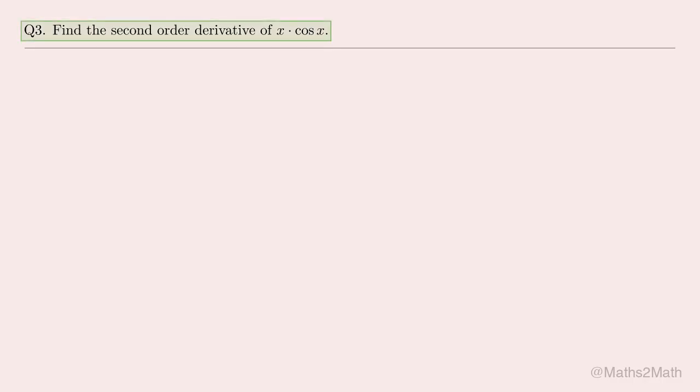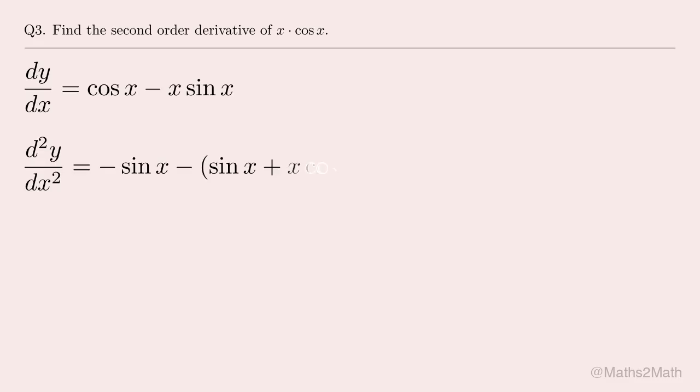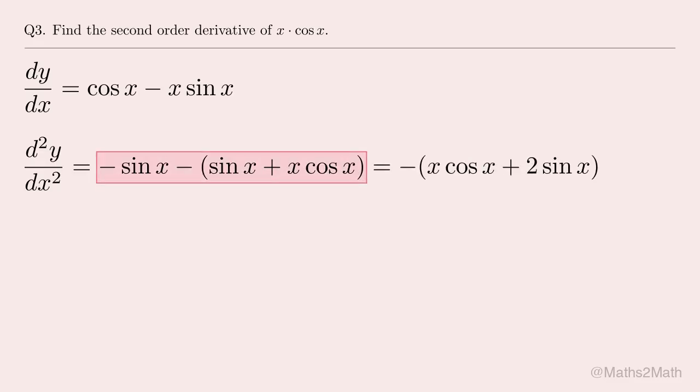Question 3. A product of x and cosine, the product rule twice over. Watch the two sine terms combine in the second round. First, derivative by the product rule. Differentiate again. Minus sign, then the product rule on x sine x.